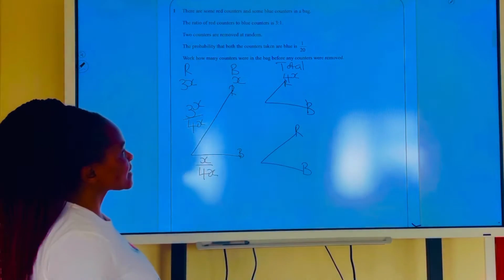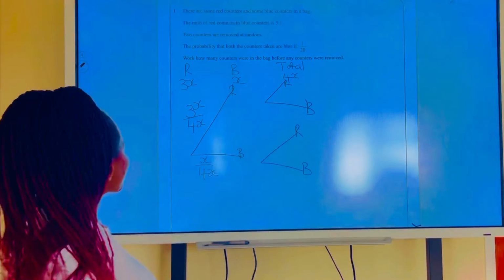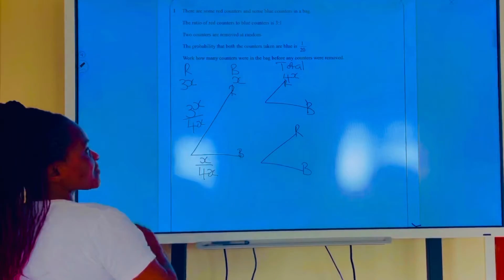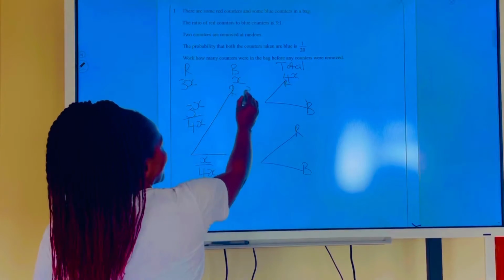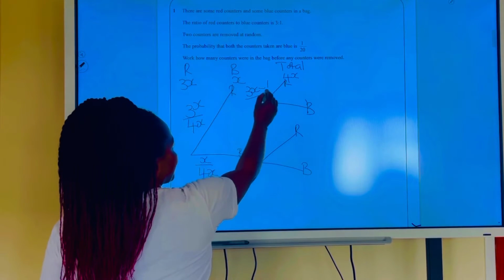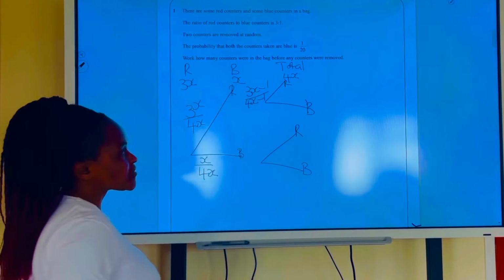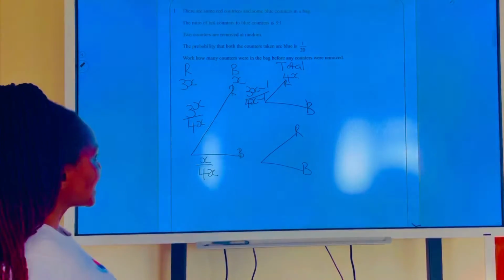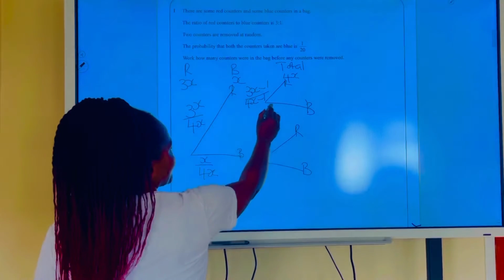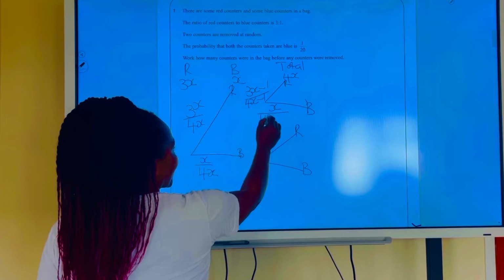Now my next thing is 2 counters are removed at random. So let's suppose I pick a red. How many red will be left? Because they are 3x, I'll remove 1, which is 3x minus 1, everything over 4x minus 1, because we have removed 1 counter. For the blue, I'll be left with x, because we haven't removed any blue, so x over 4x minus 1.